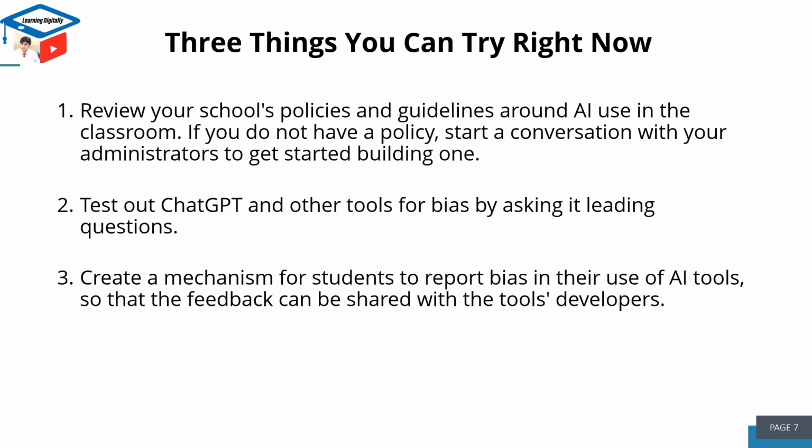I like to discuss three takeaways in every session. In this session, these three things are: Number one, review your school's policies and guidelines around AI use in the classroom. If you do not have a policy, start a conversation with your administrators to get started building one. Number two, test out ChatGPT and other tools for bias by asking them leading questions. Number three, create a mechanism for students to report bias in their use of AI tools so that the feedback can be shared with the tools' developers.